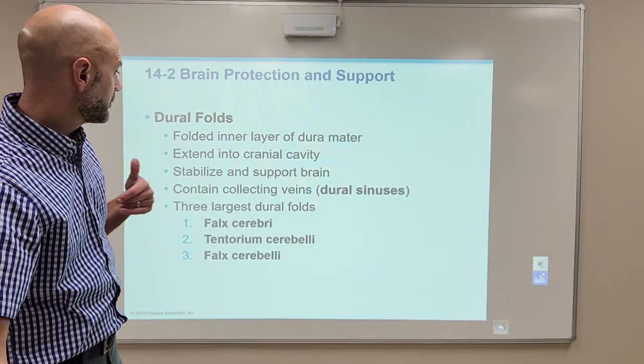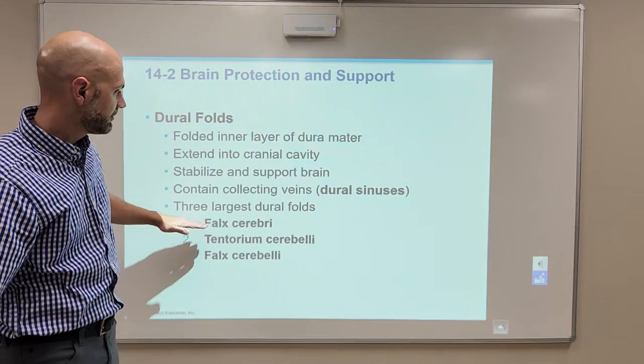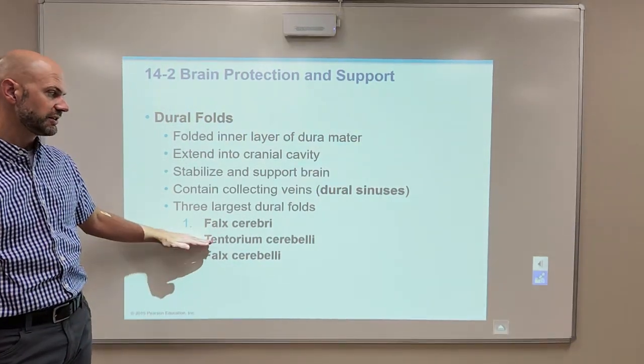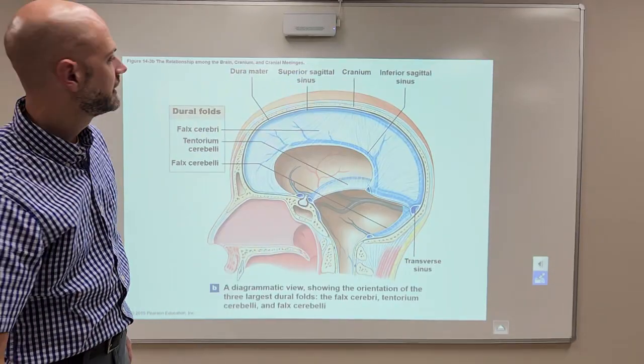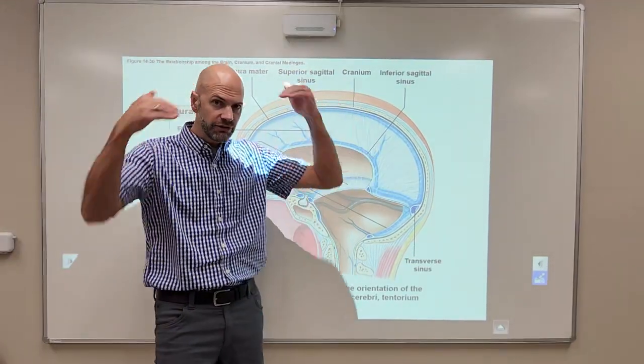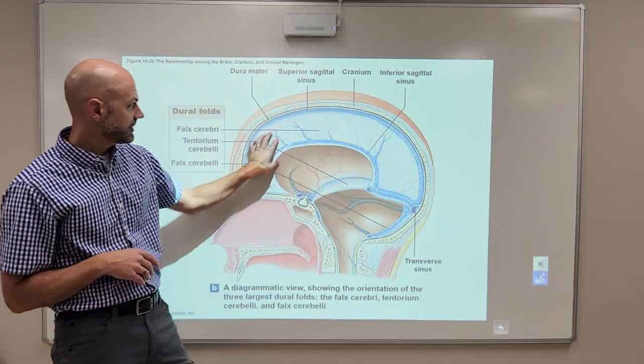Now, there are some special dural folds. I'm not going to spend a lot of time here. I'll just briefly announce the terms: the falx cerebri, the tentorium cerebelli, and the falx cerebelli. Let me take you to a picture here. This is an infolding of the dura mater. You can see this structure in blue.